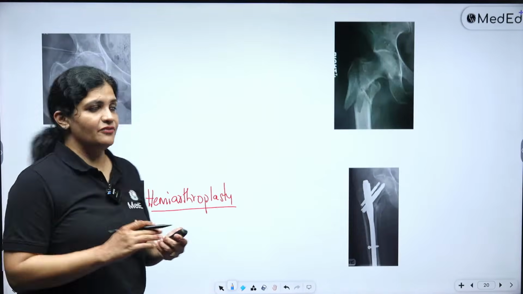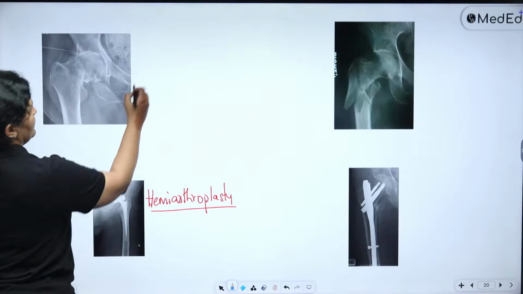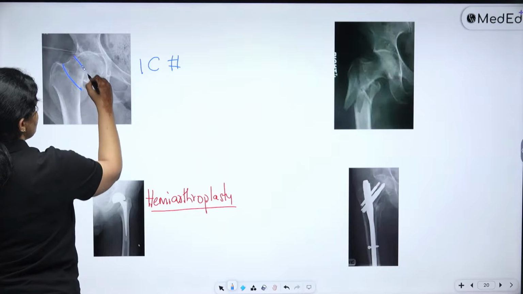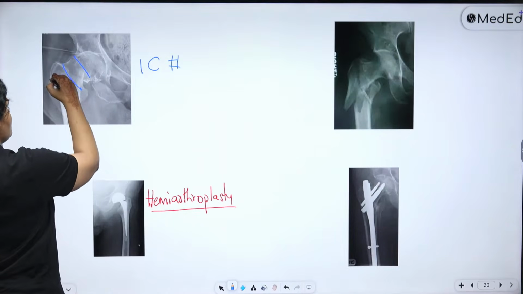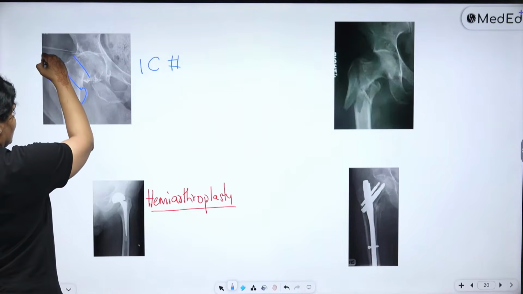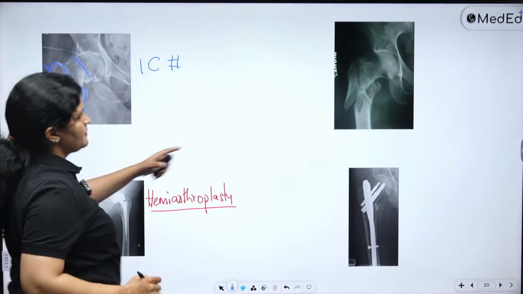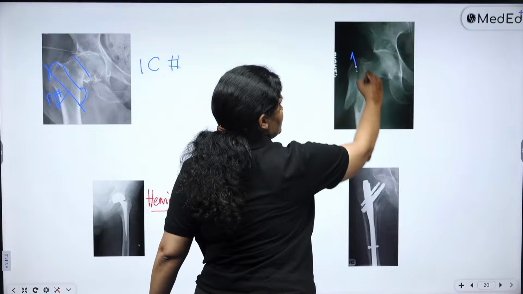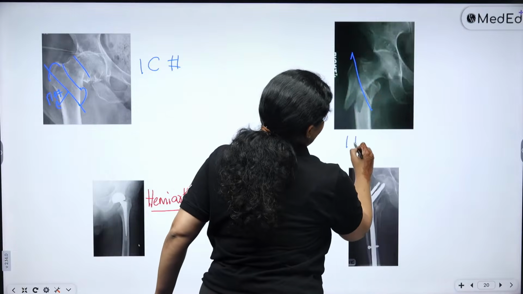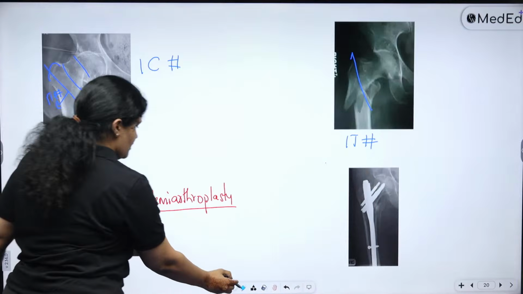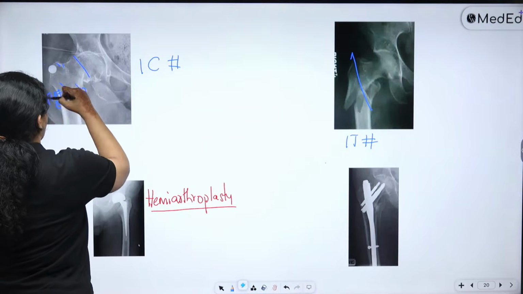So this is all about your IC fracture, very, very important, and they keep on asking how to identify IC fracture on the X-ray. You see there is a fracture in the neck. So this particular area is the neck, and this is your trochanter, right? So if it is in this area, it is an IT fracture. If you see this, exactly it is between the trochanter. And it is in the neck, here in the neck. So hence this is your IC fracture, right?